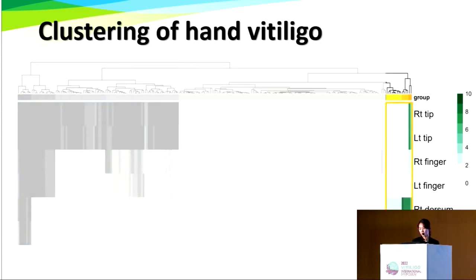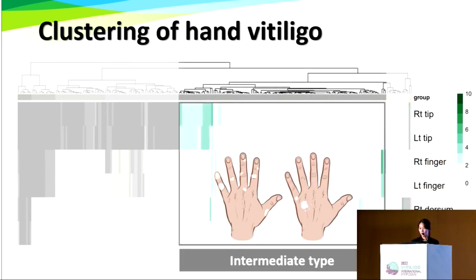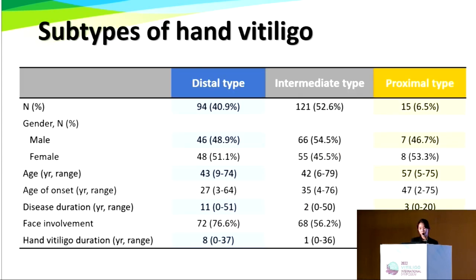Patients in the second cluster showed predominant involvement of the dorsal aspects, which we named the proximal type. The patients in the last cluster showed scattered small lesions over the joint area and on the finger and dorsal. We called it the intermediate type. And the intermediate type was the most common type, followed by the distal type, while the proximal type accounted for only 6%.